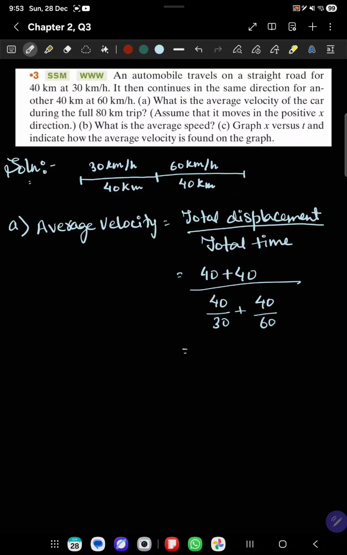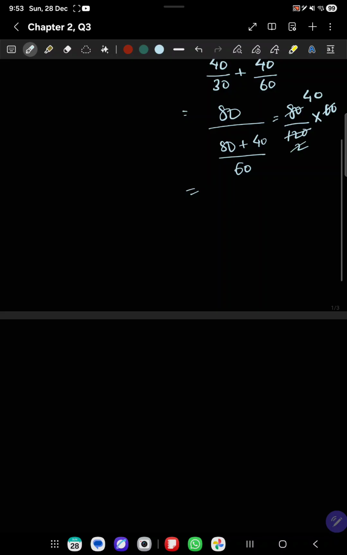So if you take the LCM in the bottom and solve this, we will get 80 upon 60, 80 plus 40. So this will give us a value of 80 upon 120 into 60. So we can just cut it. After solving this, we get a value of 40 kilometer per hour. Now B part.